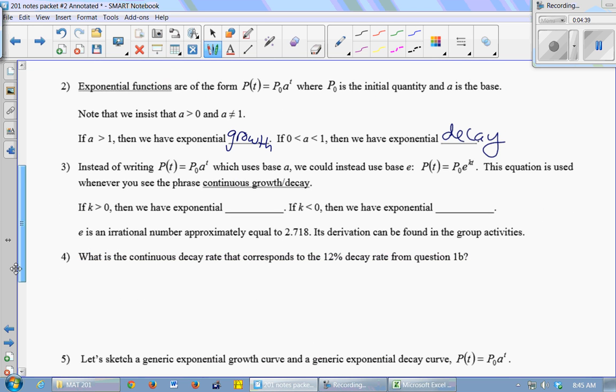So instead of writing P of t equals P naught times a to the t that uses base A, we could instead use base E. You can always write an exponential function in either form, where P of t equals P naught e to the kt. And this equation is used whenever you see the phrase continuous growth or decay. That word continuous means use the formula with the E in it. Okay. When k is positive, we have exponential growth. When k is negative, we have exponential decay.